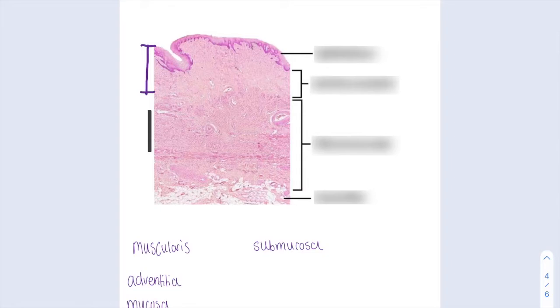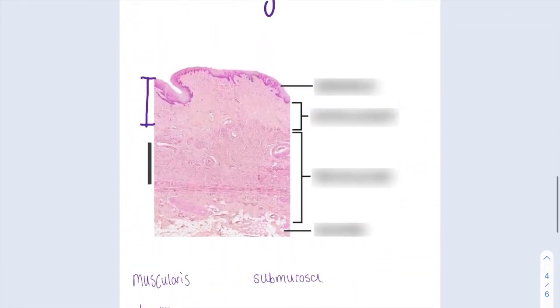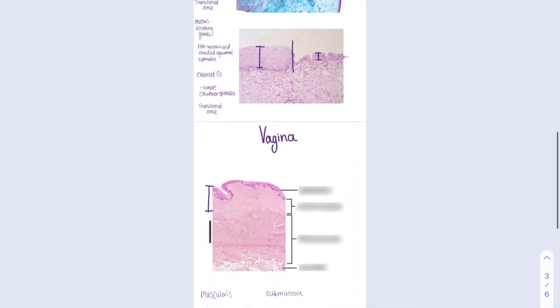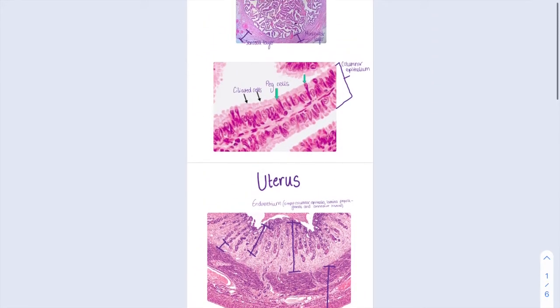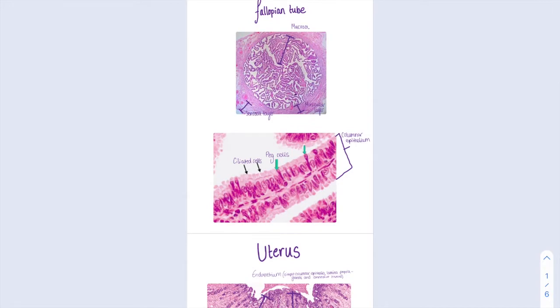And then that, including the bit below, is the mucosa. The bit below the epithelia is the submucosa. So the submucosa and epithelia make up the mucosa. And then we've got the muscularis layer and the adventitia there as well. So that is the histology of the female reproductive tract. Thank you.